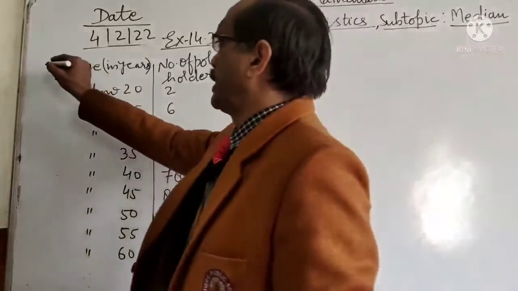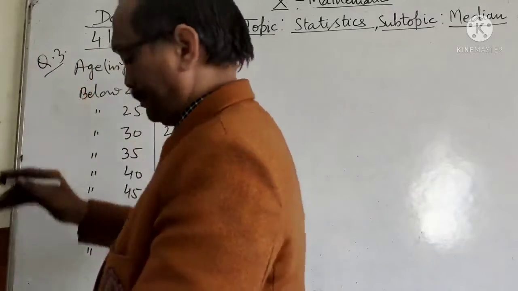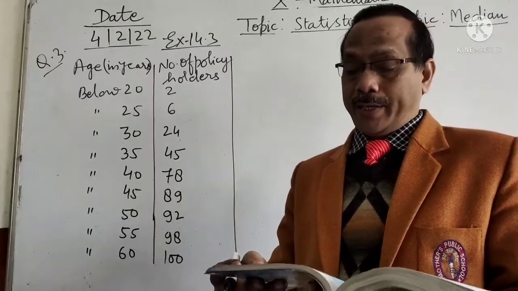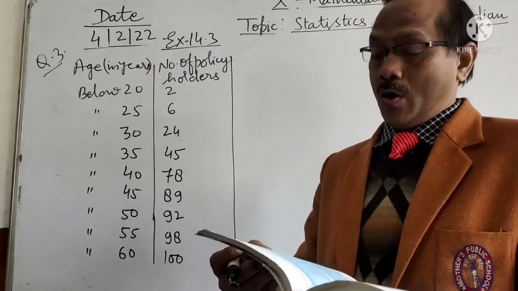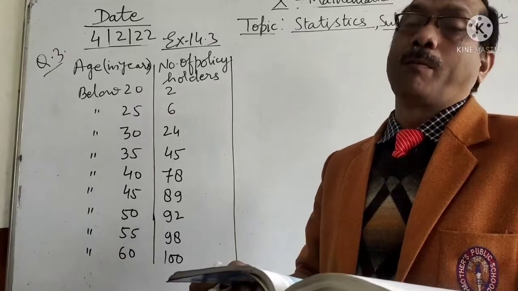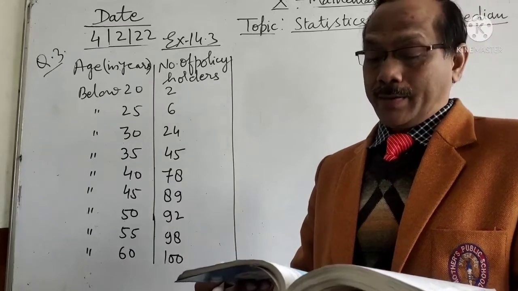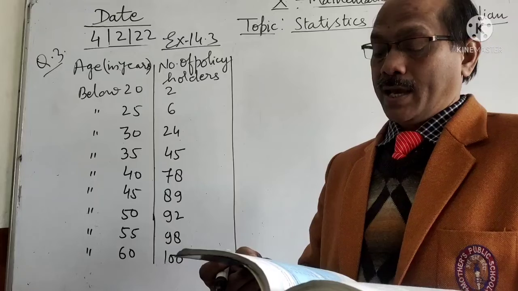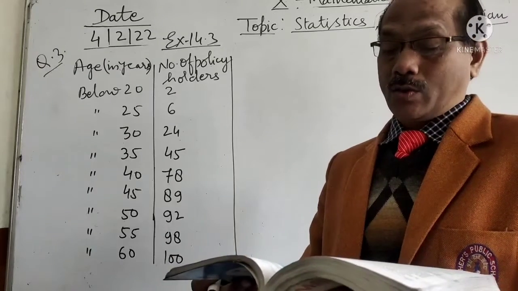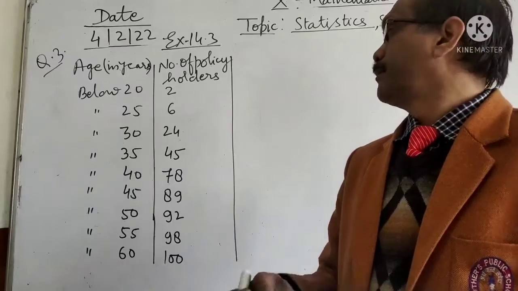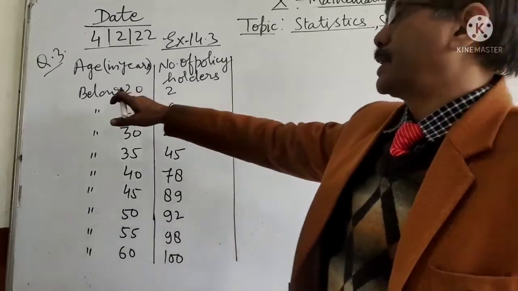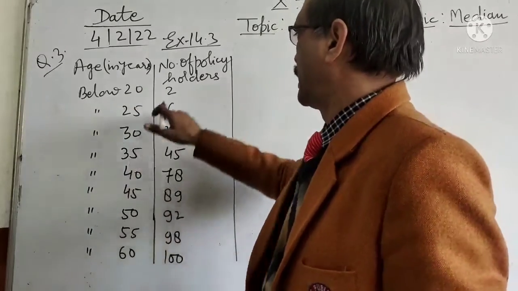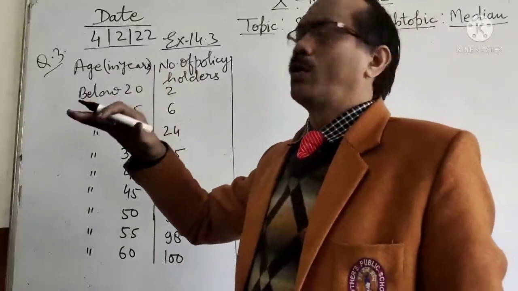Now, dear student, next is question number 3. A life insurance agent found the following data of the distribution of ages of 80 policy holders. Calculate the median age, if policies are given only to persons having age 18 years onward but less than 60 years. Here ages are given as below 20, below 25, below 30 and so on up to below 60, and these are the numbers of policy holders.